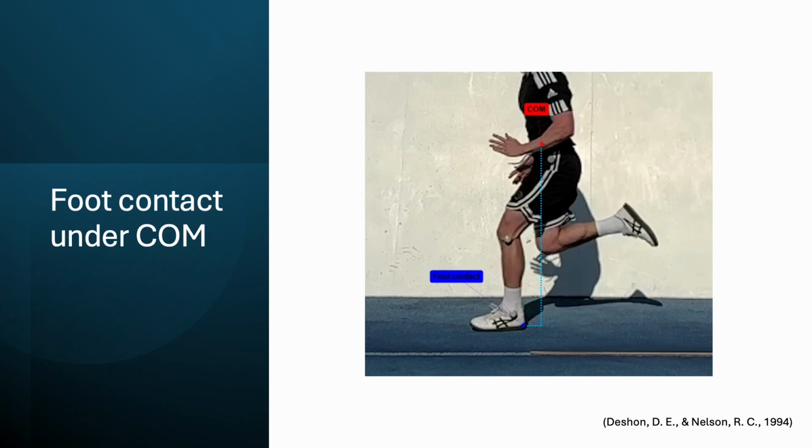And you can see using these dotted blue lines that the distance horizontally between foot contact and center of mass is quite low, which according to Deschon and Nelson, this is what we are after. But however, we do not want it directly underneath, otherwise this would cause us to fall, as we still need some braking force, but we want to minimize the braking force.